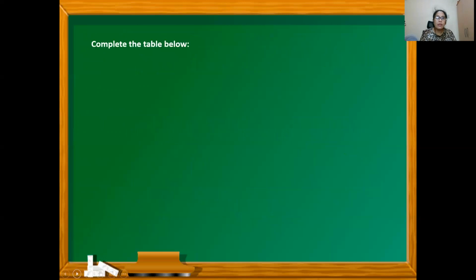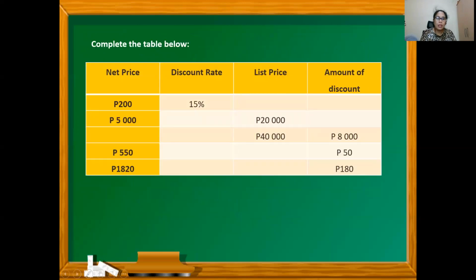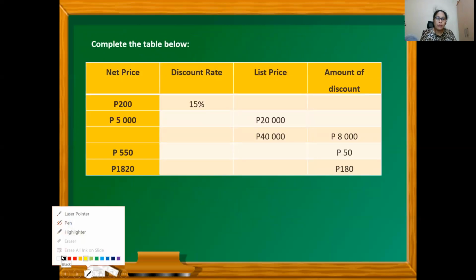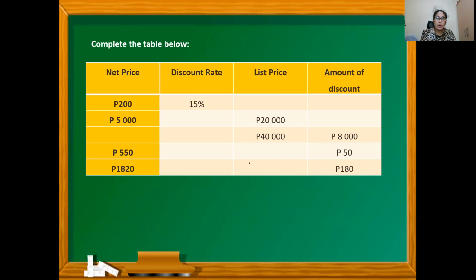So how about if we're given a table, like we're about to complete the table. For the first row, we are asked to solve for the list price and the amount of discount. So since we are given the net price and the discount rate, we can obtain the list price by dividing 200 by the complement of the discount rate, which is 85%. So we'll have 200 divided by 0.85. So we have, I guess, 235 pesos something.